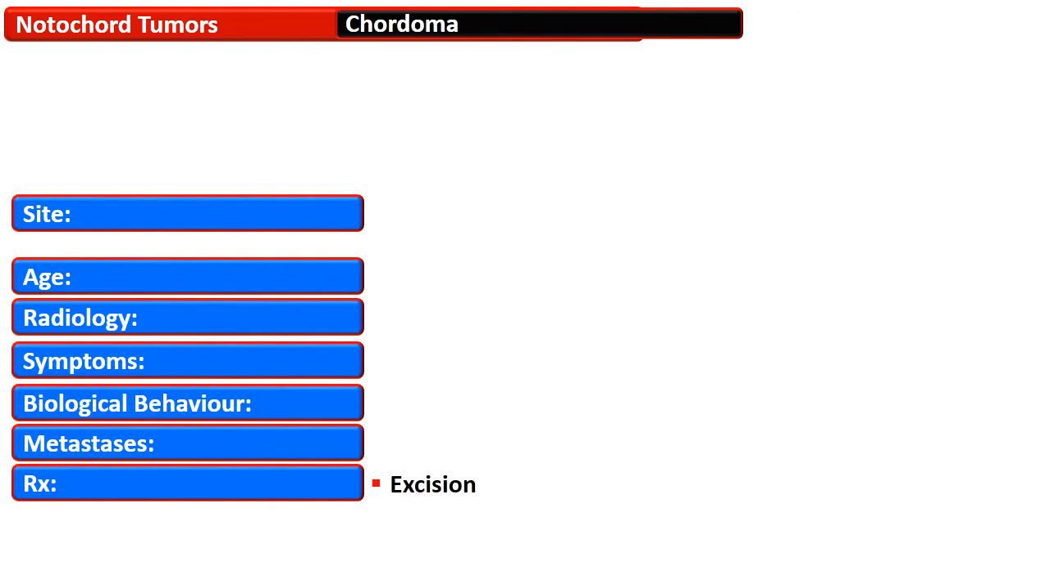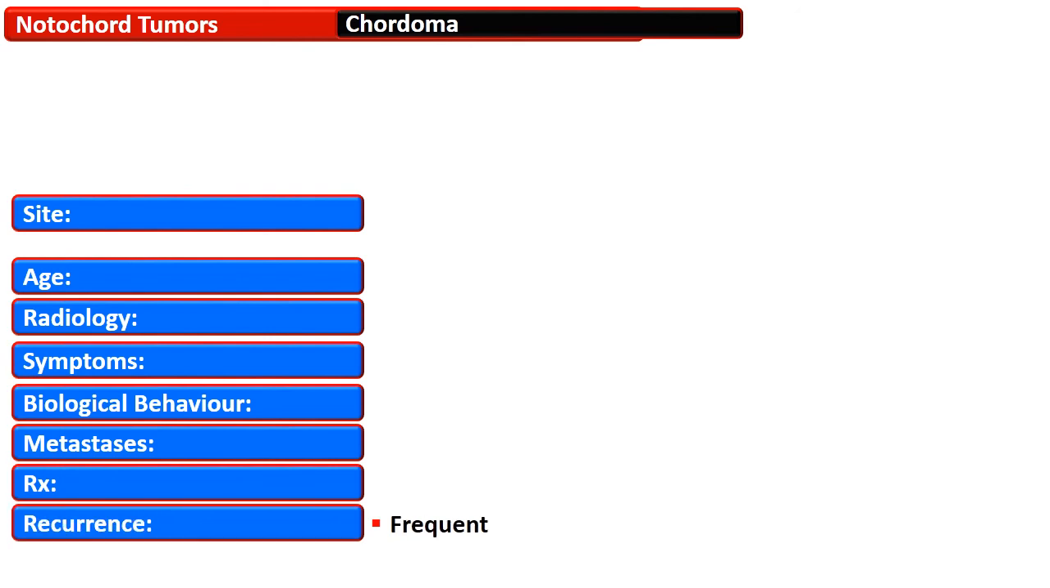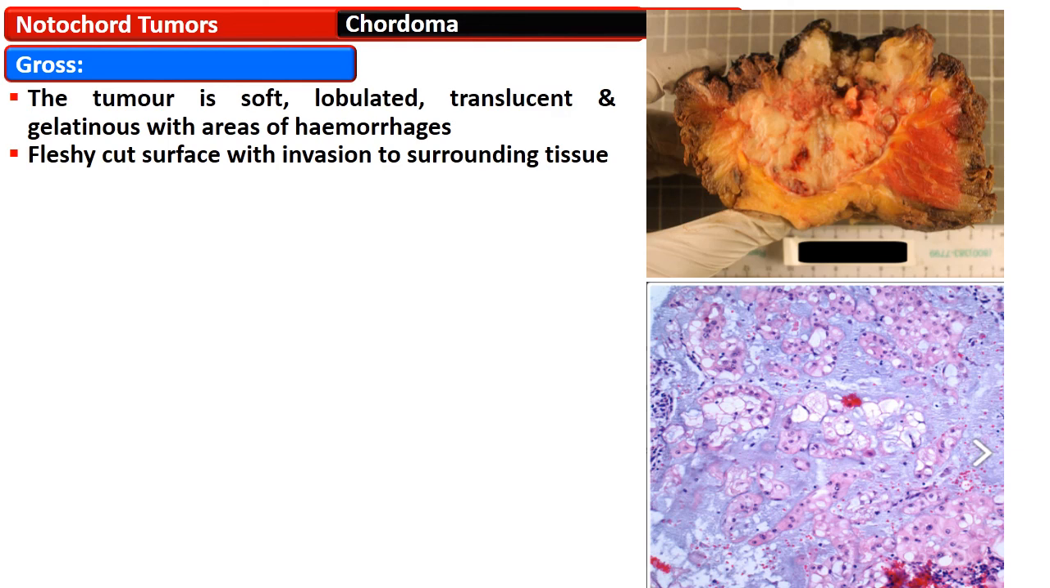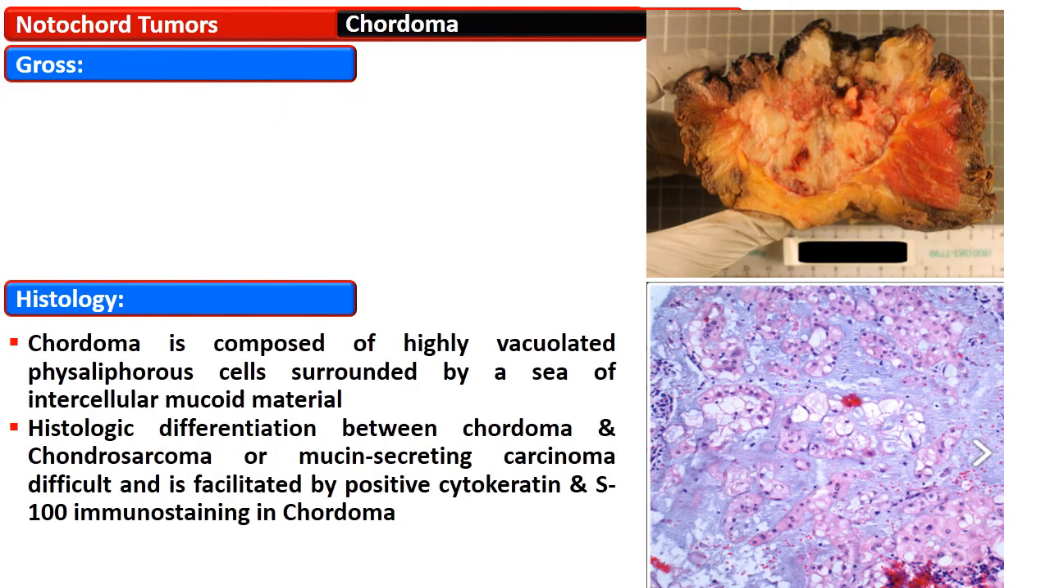The treatment of these chordomas is excision. However, the recurrence is frequent. The chordoma grossly is soft, lobulated, translucent, and gelatinous with areas of hemorrhage. The cut surface is fleshy with invasion into the surrounding tissue.